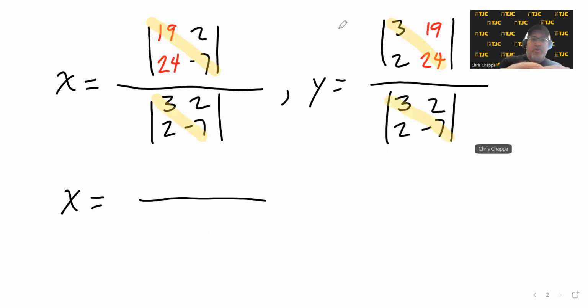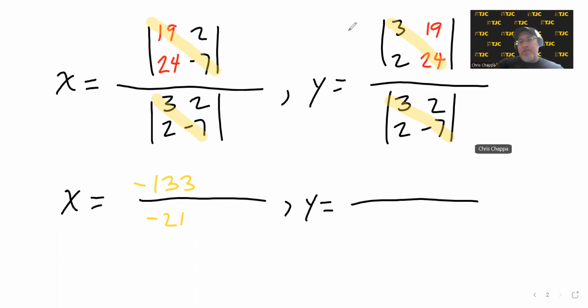So let's go ahead and get all those set up. On the top, we have 19 times -7, which is a fairly large number. I'm not going to waste our time doing it in my head. It wouldn't take very long, but 19 times 7 is 133. So 19 times -7 is -133. On the bottom of the x, we have 3 times -7, which is -21. And let me go ahead and set up the y's also.